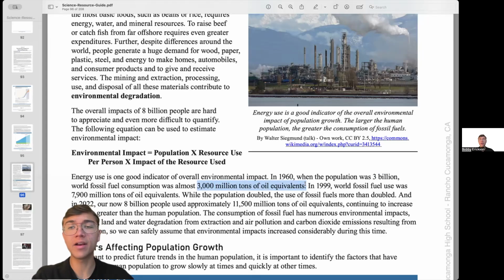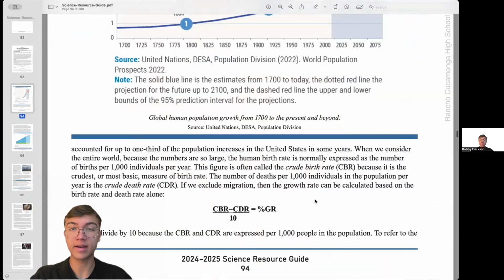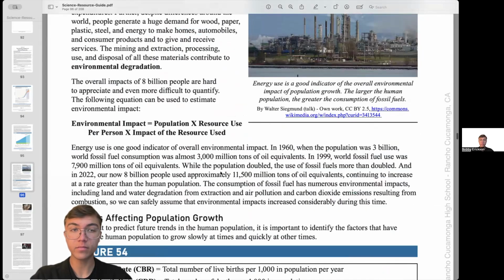In 1999, world fossil fuel use was then up to 7,900 million tons of oil equivalents. And then, while the population doubled, the use of fossil fuels more than doubled. So remember, 1998, that was our marker for, I believe, 6 billion people. Yes, 6 billion people in 1998. So we had 7,900 million tons of oil equivalents. So fossil fuels more than doubled.